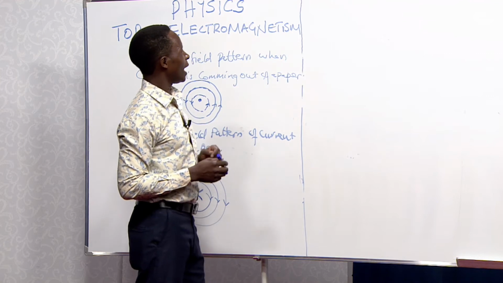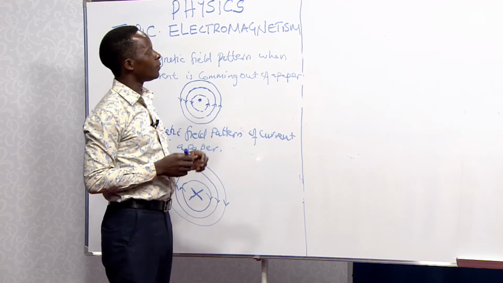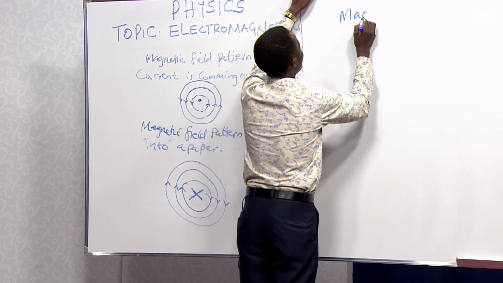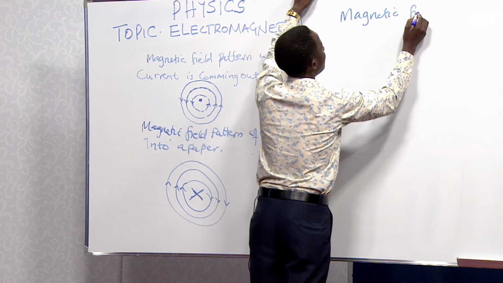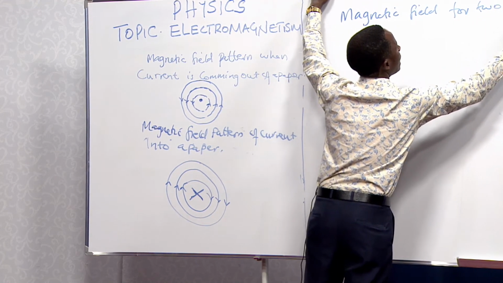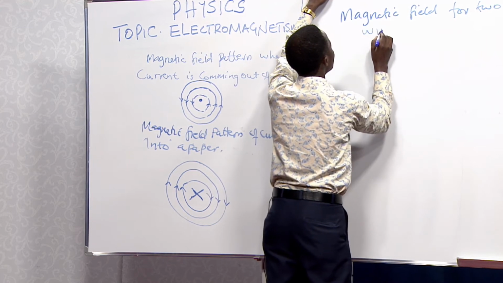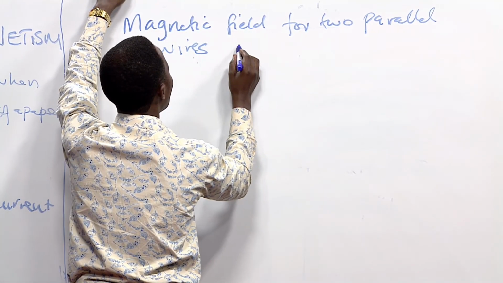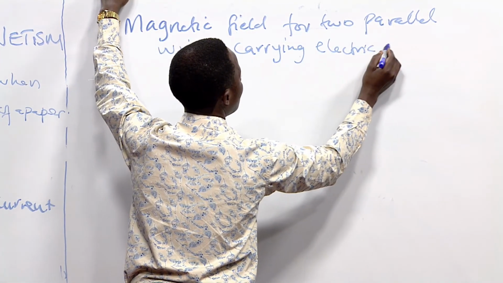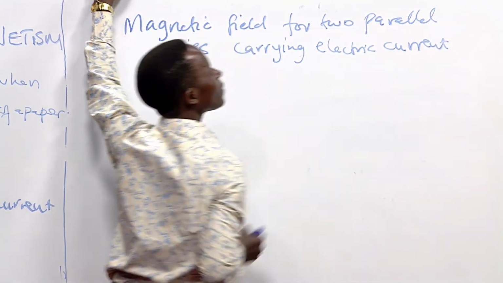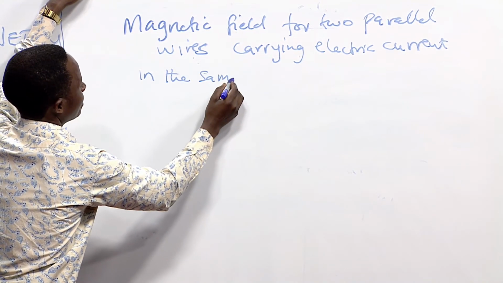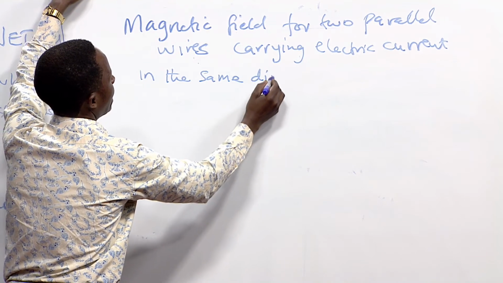Now, I want to have a magnetic field of two parallel wires. Magnetic field for two parallel wires carrying electric current in the same direction. Okay? In the same direction.